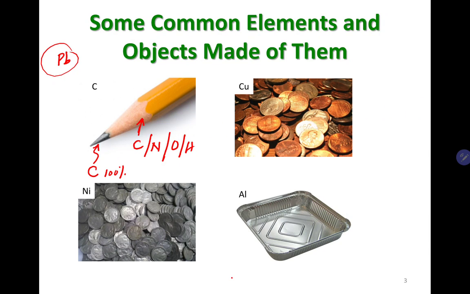So actually carbon is one of the most common elements to us. On Earth, most of the things are made up of carbon. That is why there is a whole area in chemistry called organic chemistry, which mostly talks about carbon chemistry. So that is a nice example for carbon: pencil lead is 100% carbon or close to 100% carbon.